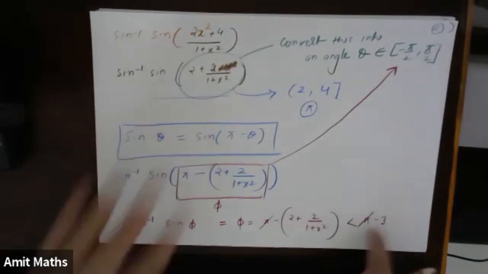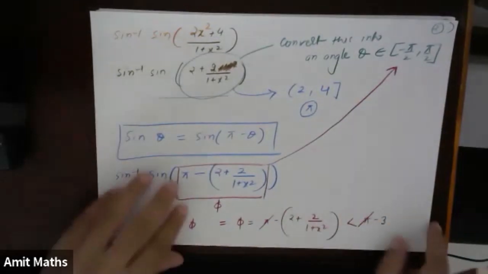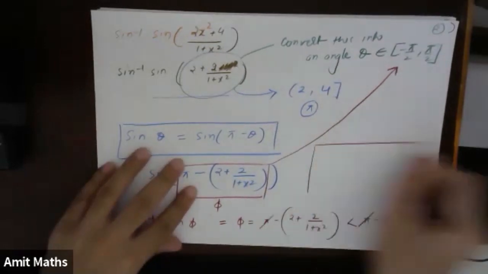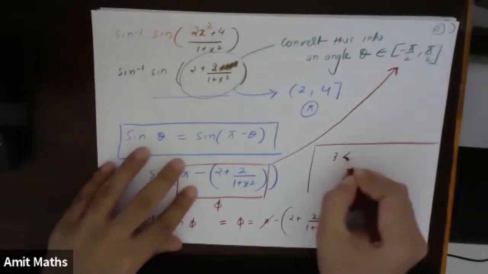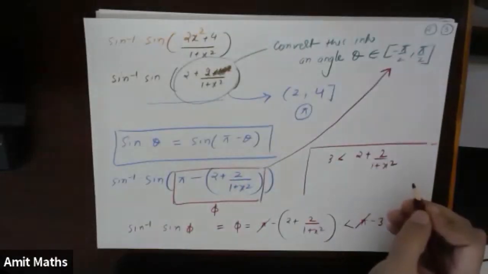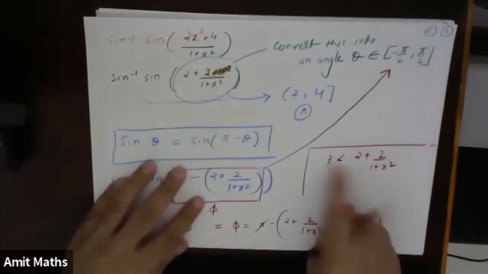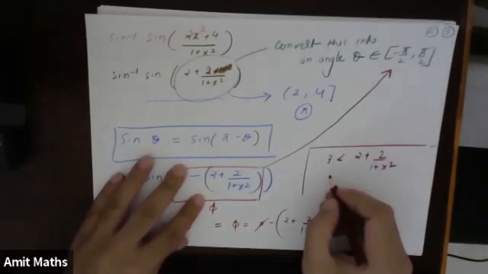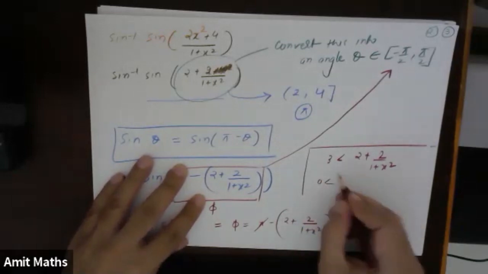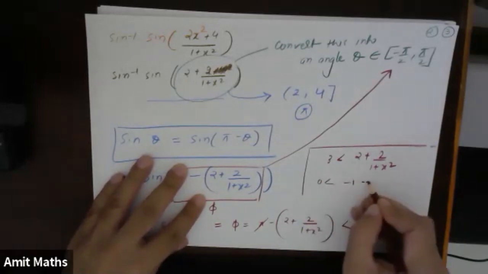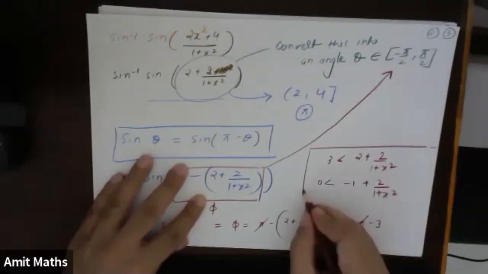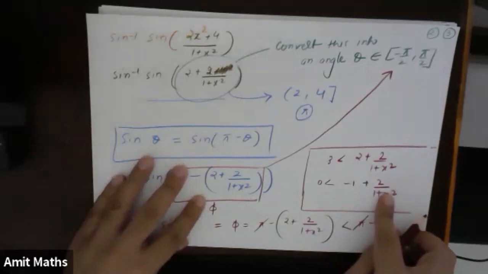I will bring this to one side and that to the other side. So after solving, this will become 3 should be less than 2 plus 2 by 1 plus x square. So I will bring this 3 on this side also. So this will become 0 should be less than minus 1 plus 2 by 1 plus x square. And if I take the LCM, I can also find the answer.